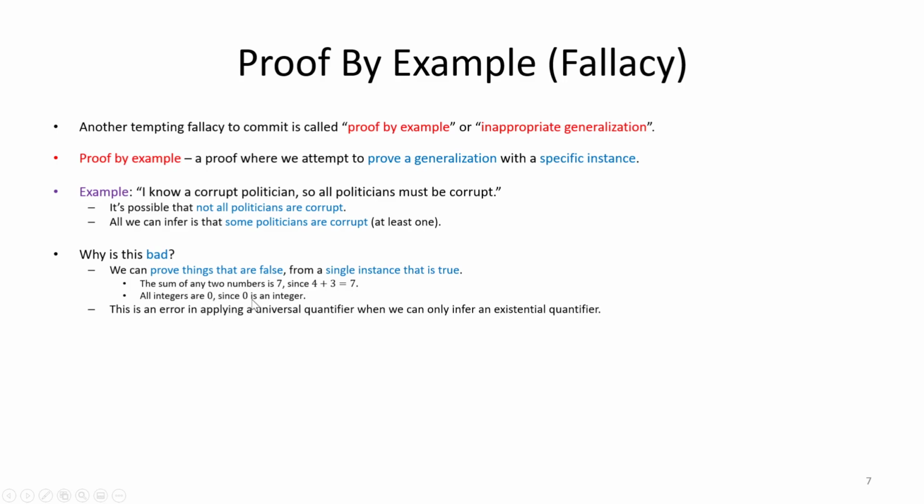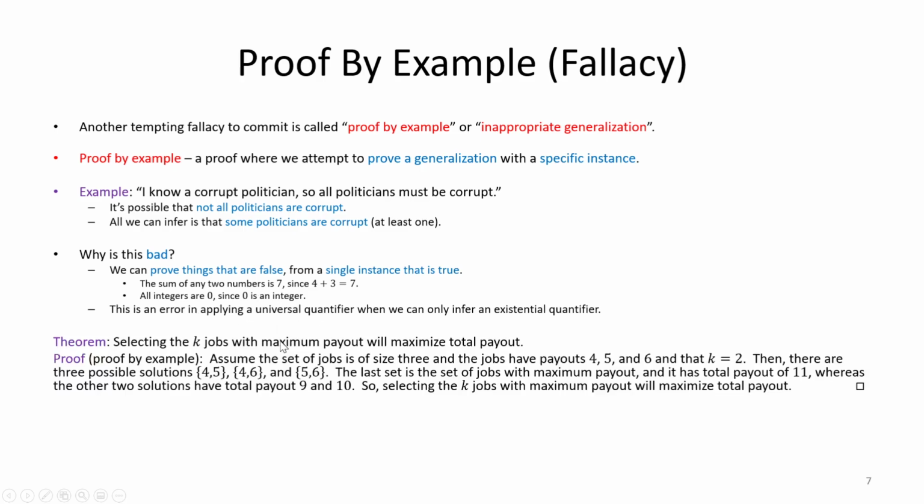Another simple one: all the integers are 0 because 0 is an integer. Obviously not true. And I think I already mentioned this: applying a universal quantifier instead of an existential quantifier, this is the error that we're making. Okay, how might it play out in our proof of correctness now?